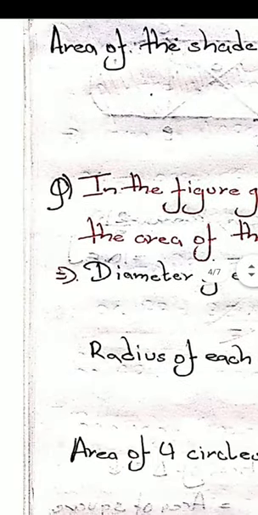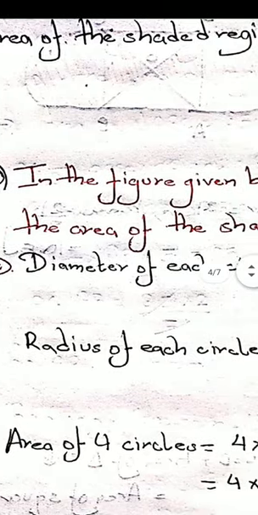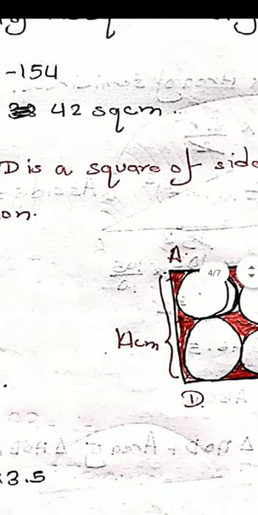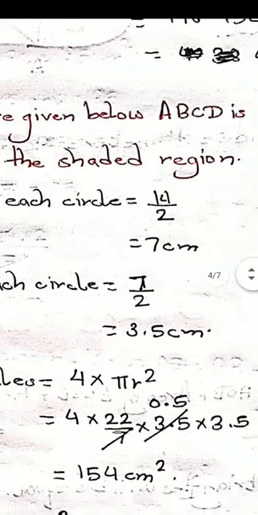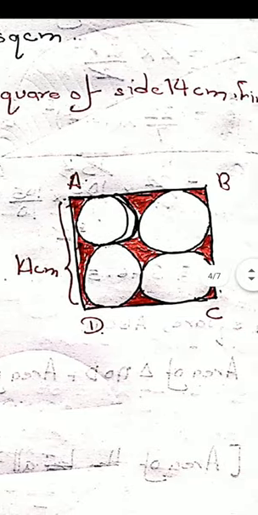Yes, so next question that I have is, in the figure given below, ABCD is a square of side 14 centimeter. Find the area of the shaded region. So I have a diagram something like this. All of them, remember, all of them are circles with equal shape and sides. All of them are identical.